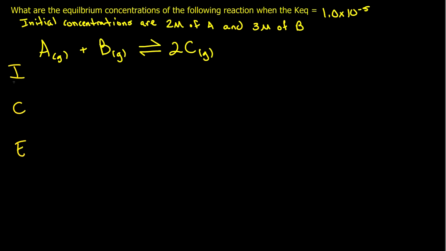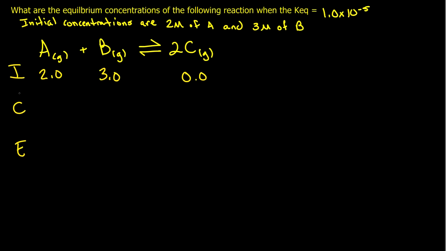I stands for the initial concentrations. Our initial concentrations are 2 molar A and 3 molar B. It doesn't say anything about C, so that's going to be 0. Your initial concentration of product is typically going to be 0. C is your change at equilibrium. So reactants are always minused by their coefficient and X. Next to B, it's a reactant, so it's minused by its coefficient, which is 1. X is always there.